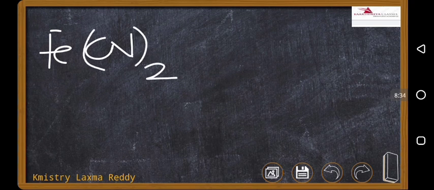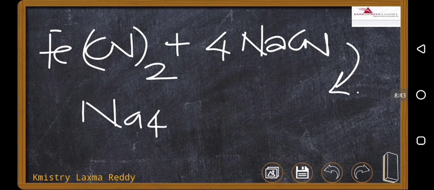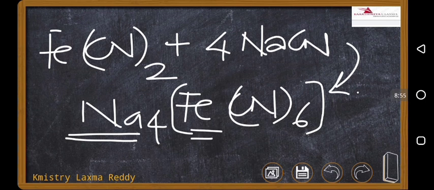Now this ferrous cyanide, which is formed by the reaction of sodium cyanide and ferrous sulfate, will react with more sodium cyanide to form Na4Fe(CN)6. Sodium ferrocyanide, it is called sodium ferrocyanide. Otherwise, if you want the IUPAC name, that you are going to learn in class 12, sodium hexacyanidoferrate(II).